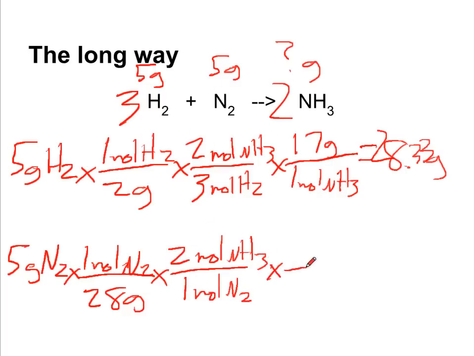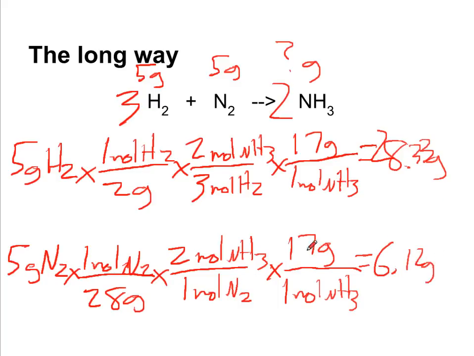And then our last conversion factor is going to be identical to this one, 17 grams per 1 mole of NH3. All of our units are going to cancel, and when we solve this, 5 times 2 times 17 divided by 28, we're going to get 6.12 grams of NH3. Hope that number looks familiar, because that's what we got when we used the have-need method.